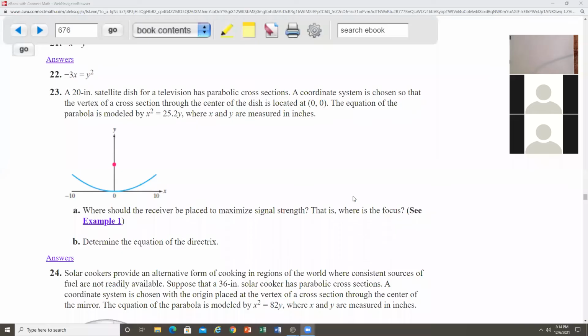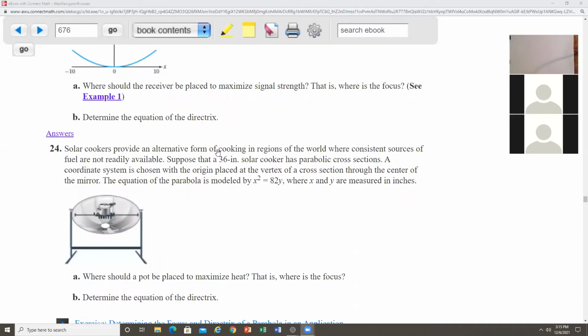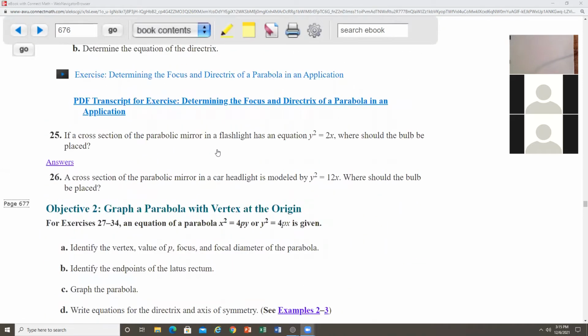Now, parabolas have quite a few applications in the real world. Number 26 here says a cross section of a parabolic mirror in a car headlight is modeled by y squared equals 12x. Where should the bulb be placed? Well, how does a parabolic mirror in a car headlight help things?